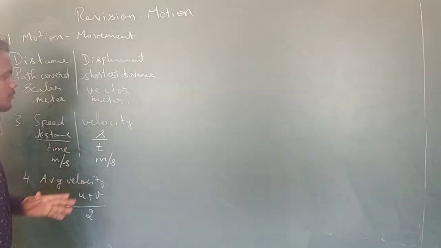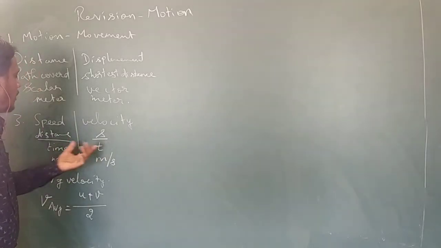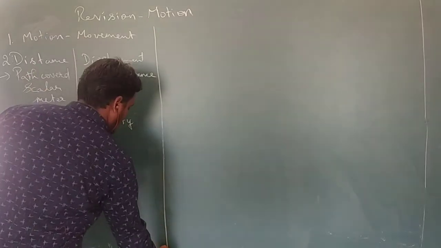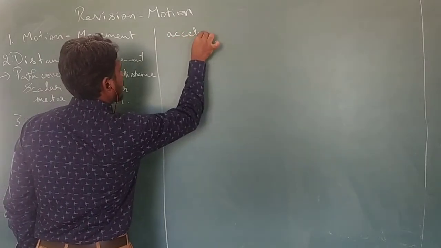So these are the basic definitions of distance, displacement, speed, velocity, and average velocity. You have to know all these points, their differences, and also their SI units and their formulas for solving problems. Next, acceleration.